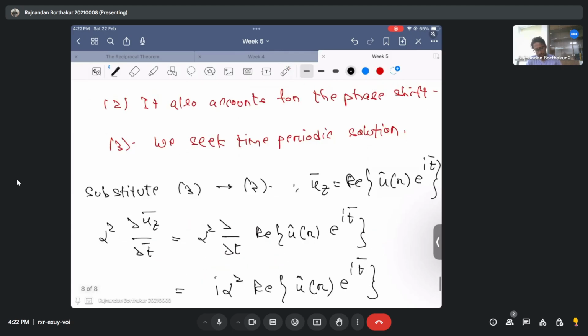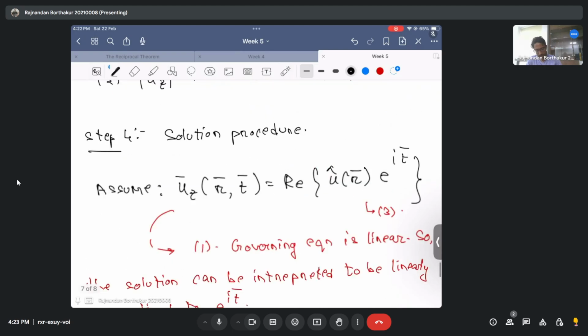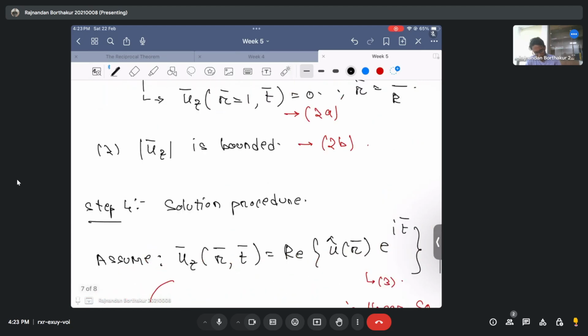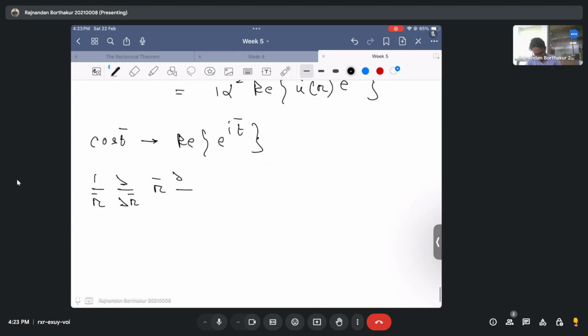And the third term, 1 upon r del r of r times del u z bar by del r. Let's see how we write this term. This term is 1 upon r bar del r bar of r bar times del u z bar by del r bar.